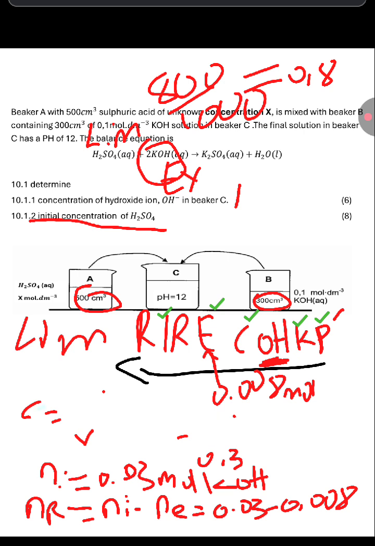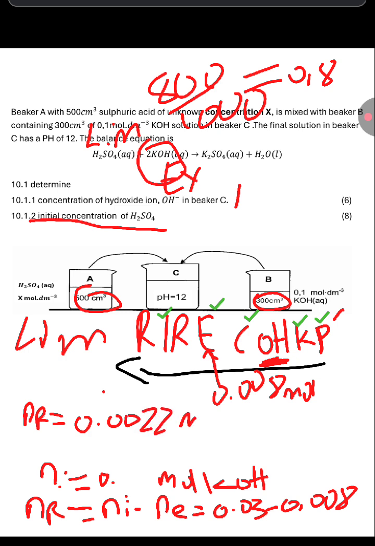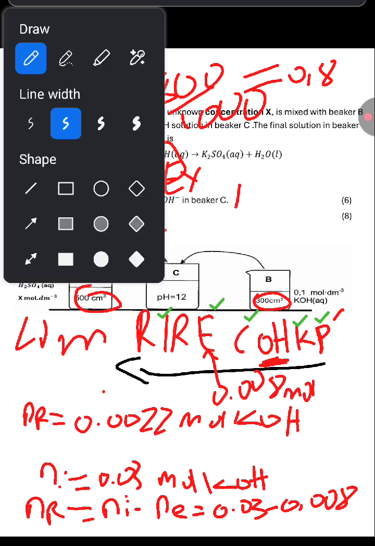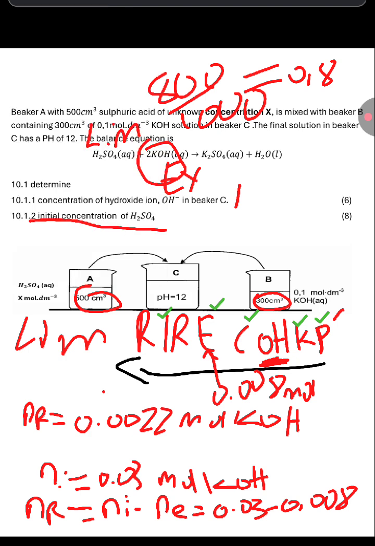Let's see what we can do there. So the reacted number of moles is equal to 0.022 mole of KOH. Remember, this was 0.3. That's 0.03. All right. So we got the number of moles for the excess.